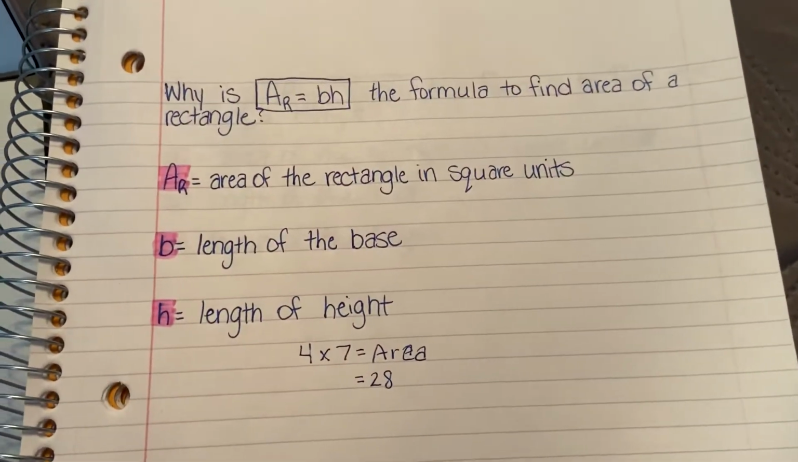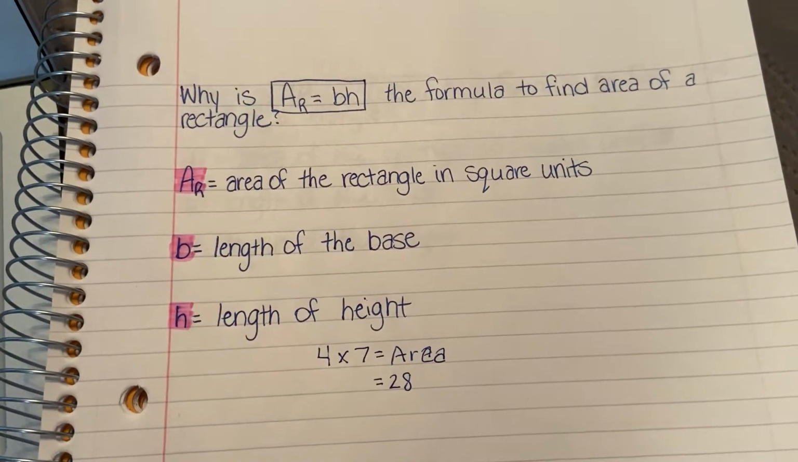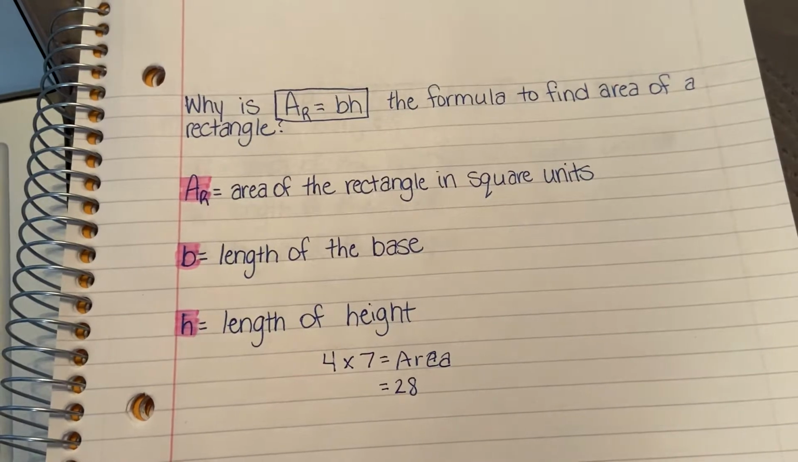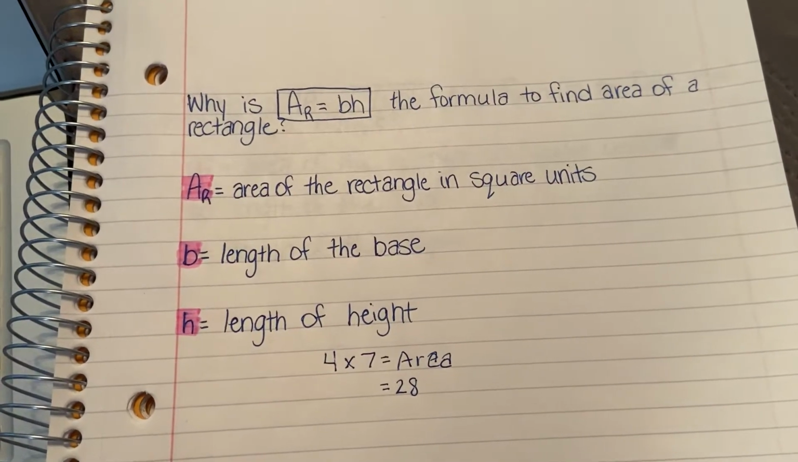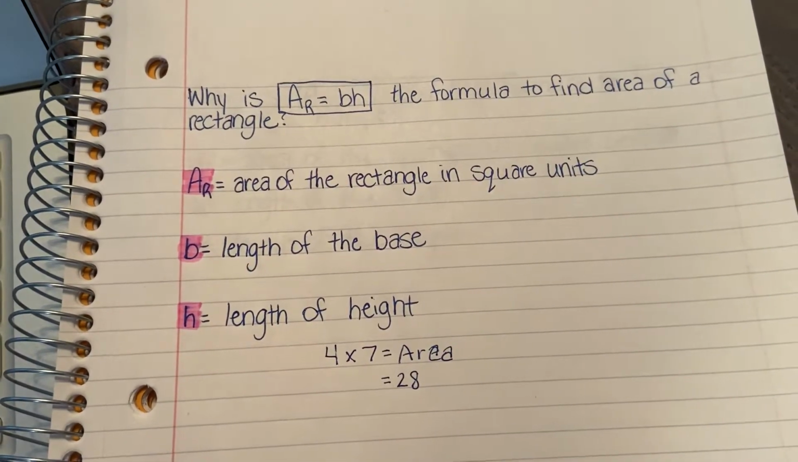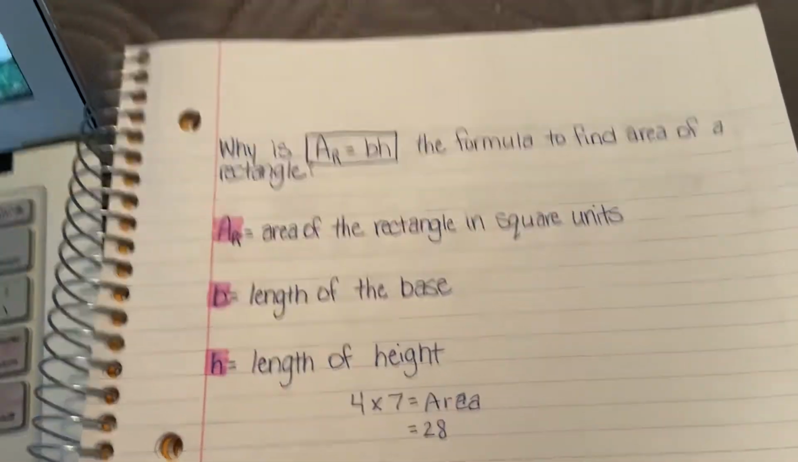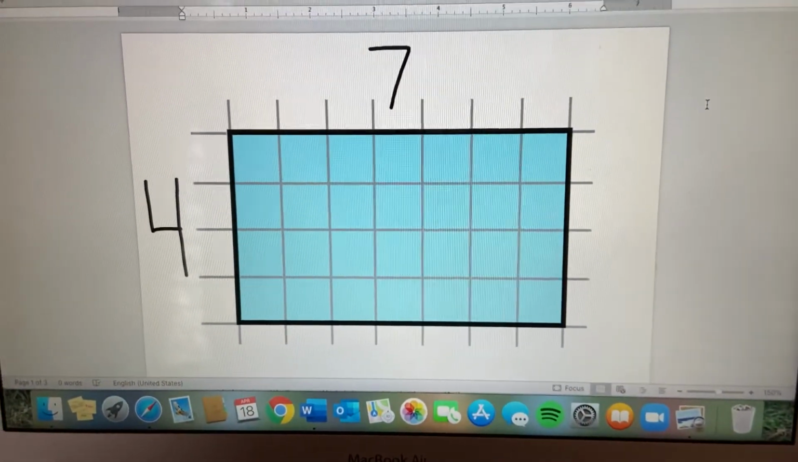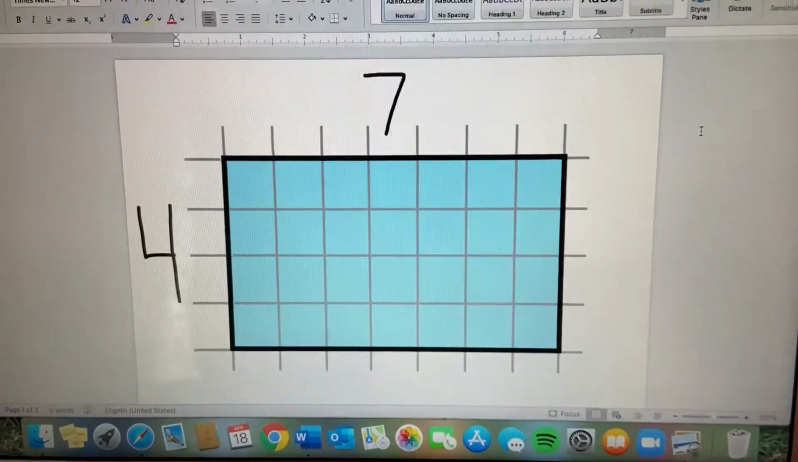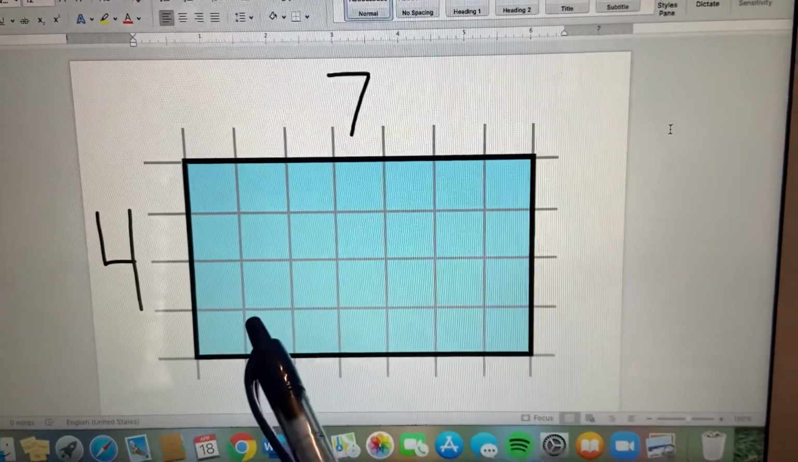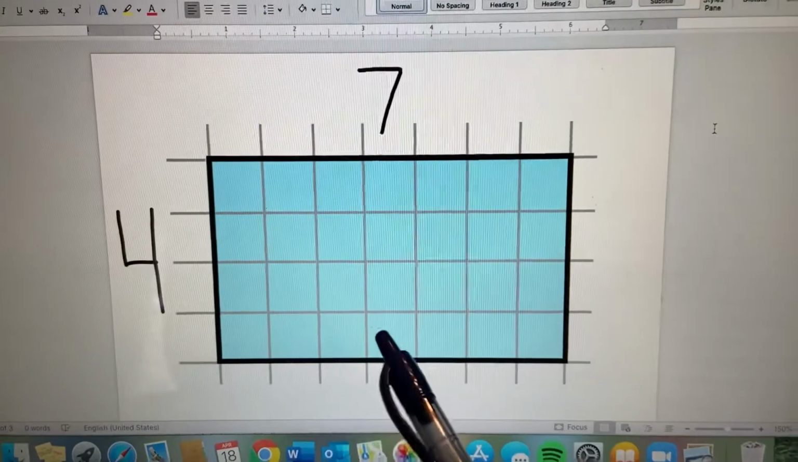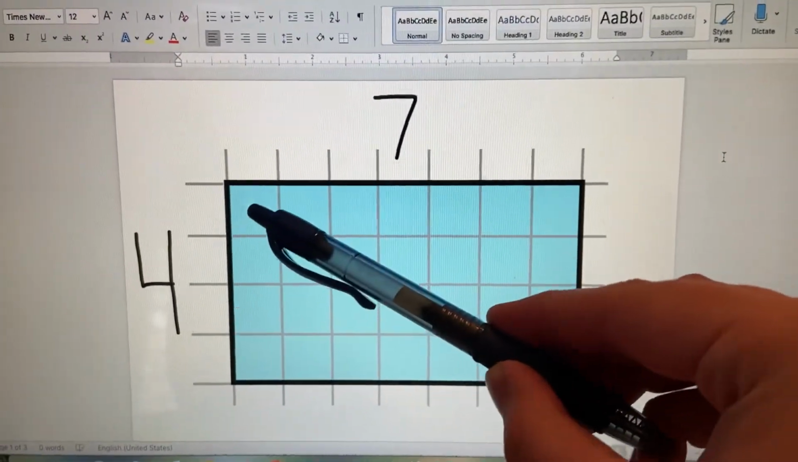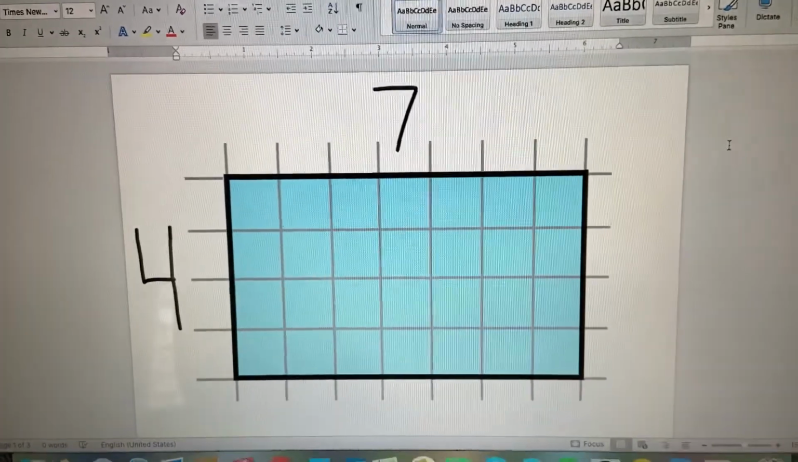So the area formula that we are given for a rectangle is A equals BH, where A equals the area of a rectangle in square units, B is the length of the base, and H is the length of the height. So in this rectangle here, we are given a rectangle that has a base of 7, 1, 2, 3, 4, 5, 6, 7, and a height of 4, 1, 2, 3, 4.